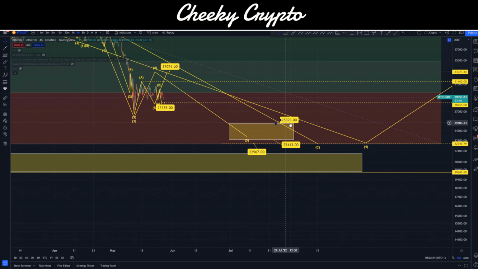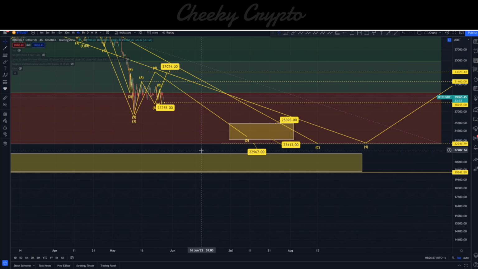22,967, all the way up to a theoretical high, if we're really good about it, 25,393. Essentially, we can be anywhere in this sweet spot, but this seems to be the area that's resonating incredibly well across the different time frames and across the different wave counts.